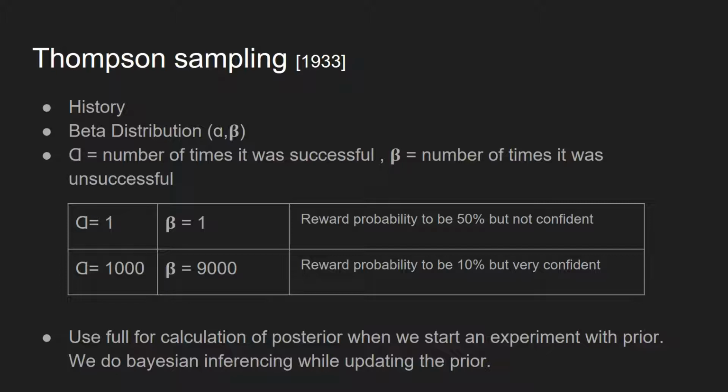Another use of the beta distribution is, given a prior and you want to do an experiment, you can use the beta distribution to calculate the posterior after the experiment.